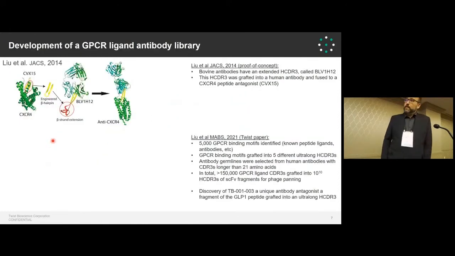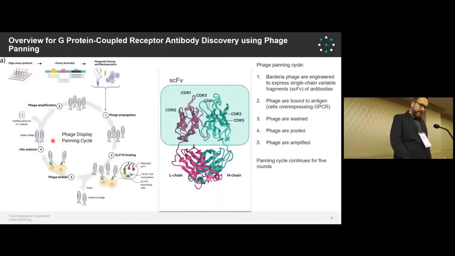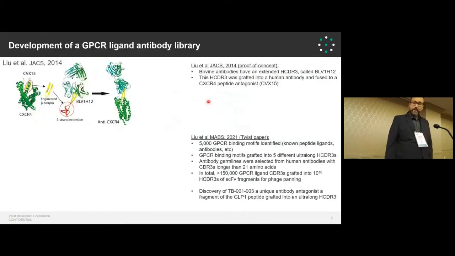Just to talk about the CDR3 design I was alluding to, this was inspired by a paper from 2014 from Scripps. What they did was take a peptide antagonist of CXCR4, called CVX15, and fuse it to a bovine CDR3. This bovine CDR3, BLV1H12, is extra long, so it could stretch out from the antibody and fit into the ligand binding pocket of CXCR4.